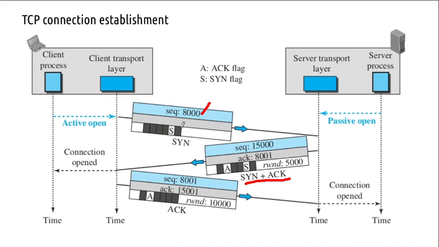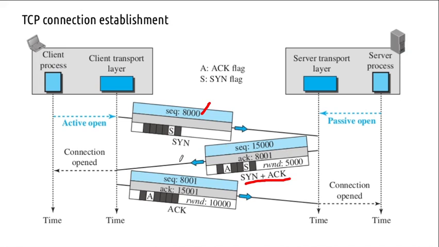So this doesn't contain any data. This sync packet does not contain any data. That's why the sequence number advances only by 1, right? So that is 1 byte. So this is 8001. So this is transported via your IP layer to the transport layer of the client, right?